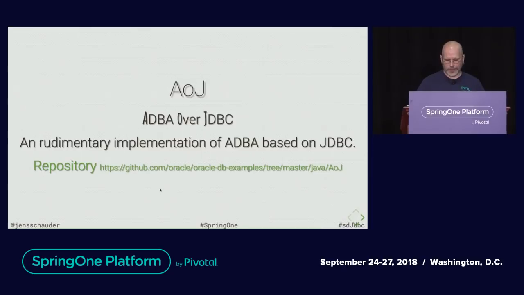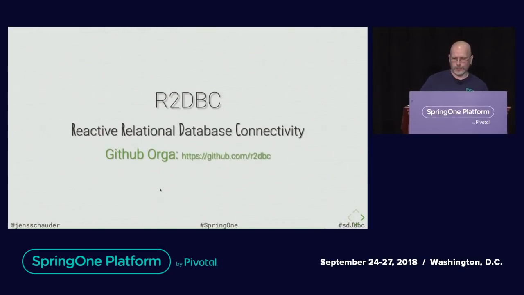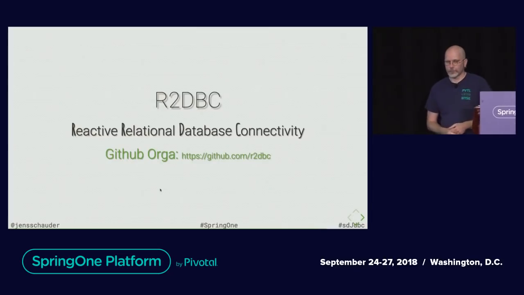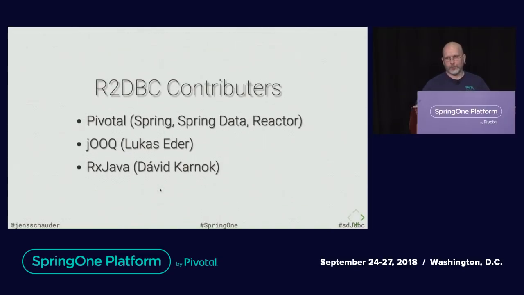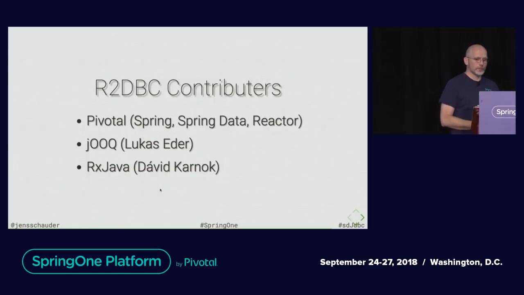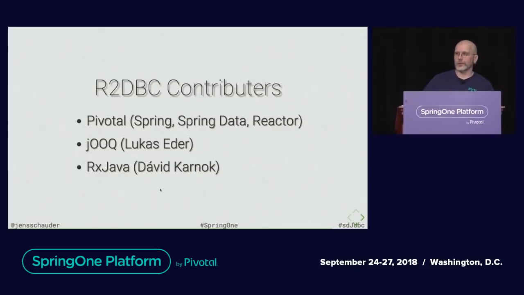So since everybody who cares about reactive was kind of disappointed about ADBA, R2DBC got created with a GitHub repository and organization, and as I learned today in a keynote, a proper URL as well. And there are many people working on that. It's not just a Pivotal thing. I mean, Pivotal is strong in this one, but there are other people involved, like Lukas Eder, with an immense background and knowledge about databases. David Karnok, creator of RxJava, is involved and looks at this stuff and gives feedback. So I think the community support is much broader with R2DBC than it is with ADBA.